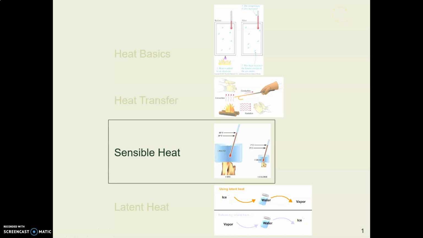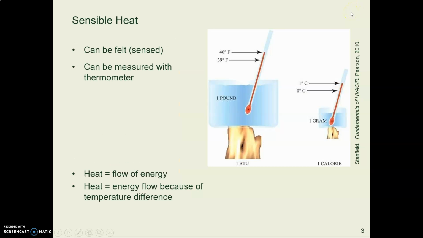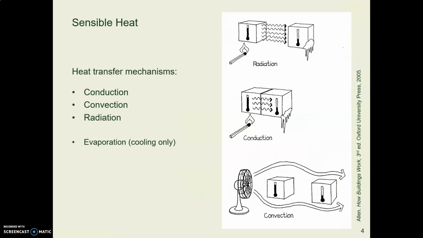Let's think about the two kinds of heat, sensible and latent. Sensible heat is heat that raises the temperature, and you can measure that temperature with a thermometer. Latent heat is energy involved in a state change. And we know that sensible heat can be transferred with conduction, convection, or radiation.